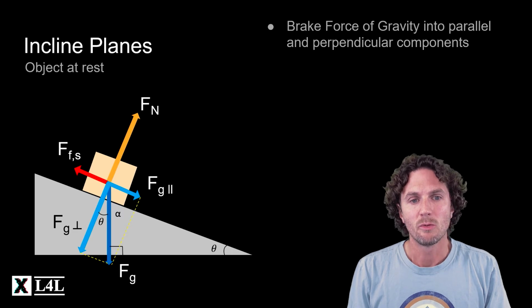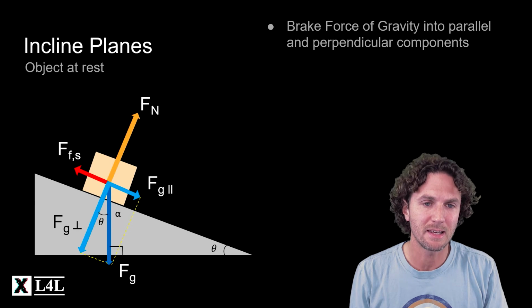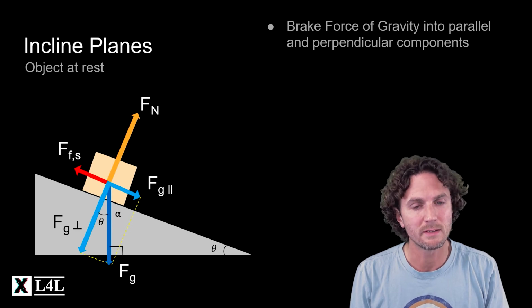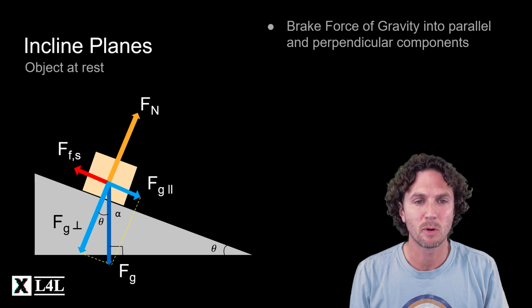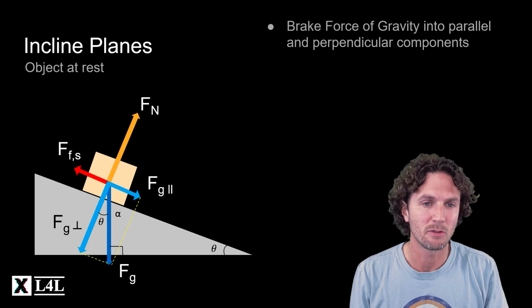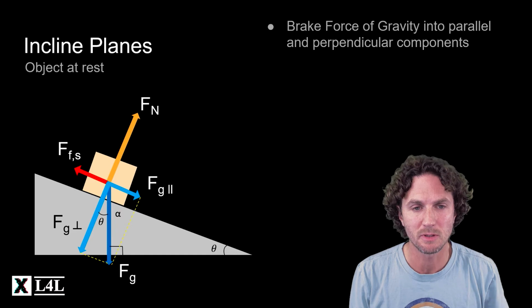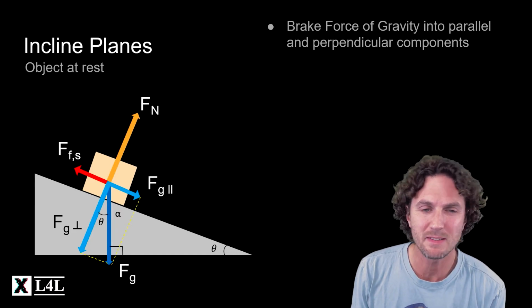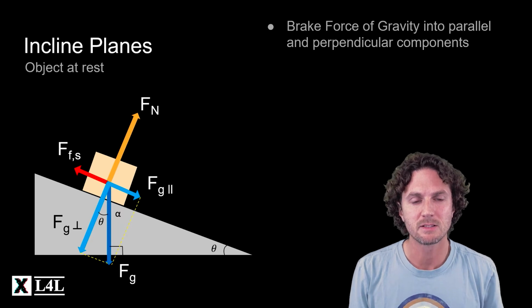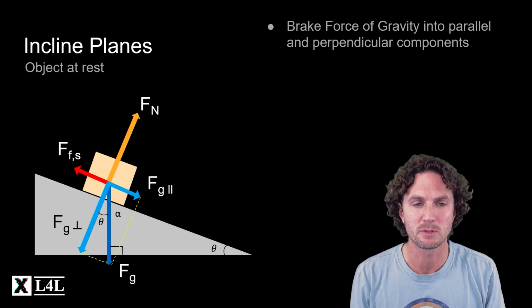So in terms of breaking this up using SOHCAHTOA rules, it's this angle theta here that's going to correlate to the inclined plane angle. And so when we find the force of gravity perpendicular, we see that this is really the adjacent side of the angle theta, relative to the force of gravity being the hypotenuse. So that means the cosine of theta is going to be equal to the force of gravity perpendicular divided by the force of gravity.